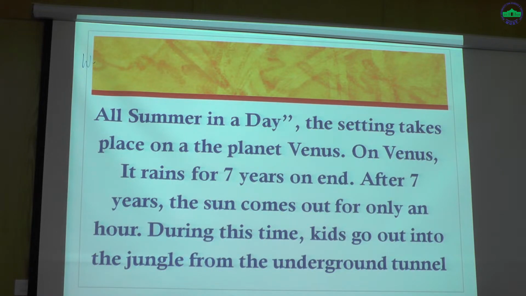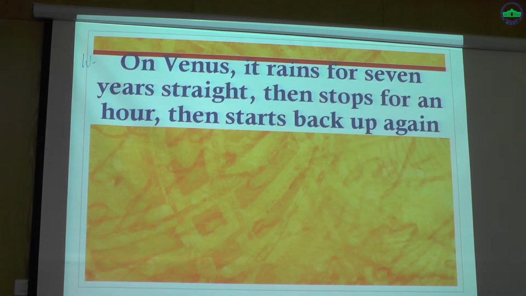So in All Summer in a Day, the setting takes place on the planet Venus. On Venus, it rains for 7 years on end. After 7 years, the sun comes out only for an hour. During this time, the kids go out into the jungle from the underground tunnel. Then it stops for an hour and starts up again.